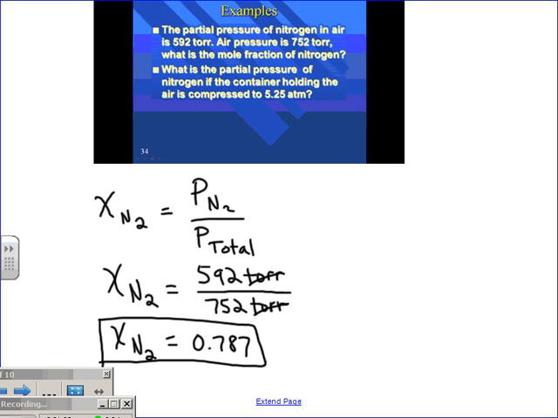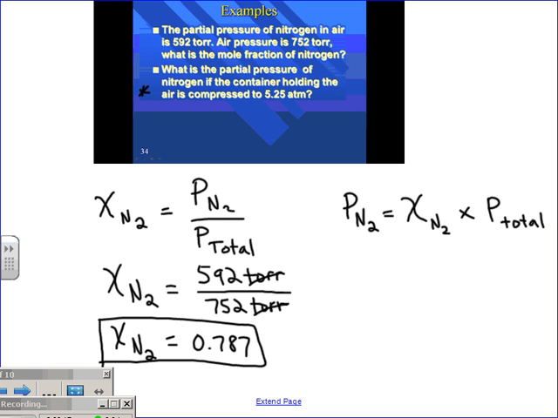Now, as for the second question on that same slide, it's asking you, what is the partial pressure of nitrogen if the container holding the air is compressed to 5.25 atm? So we've changed the pressure here. And now we want to know the partial pressure of the nitrogen. So if we rearrange that same equation, the pressure of the nitrogen equals the mole fraction of nitrogen times the total pressure. It's the exact same equation, just rearranged to solve for the partial pressure of the nitrogen if we know the mole fraction and the total pressure.